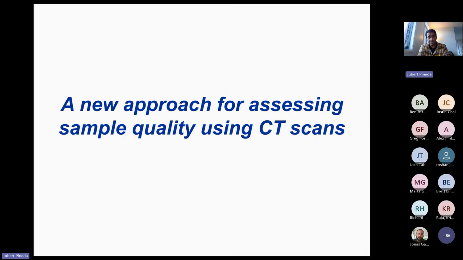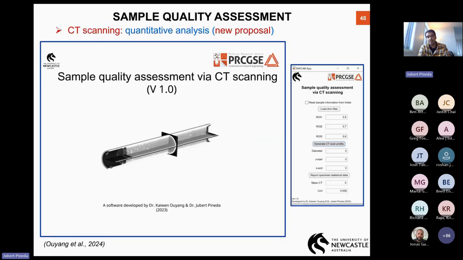So finally, I'm going to take the next 3 minutes just to explain a new approach we are proposing and we are trying to promote through practitioners. It's based on CT scans, but it's a quantitative analysis of that. One of my former PhD students, Dr. O Yang, has developed this app in MATLAB. So you can download it. It's free for everybody to use. And you don't need to get MATLAB installed in your laptops or in your computers to run it. We have an executable for you to use.